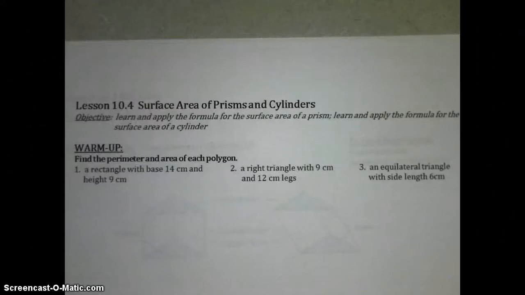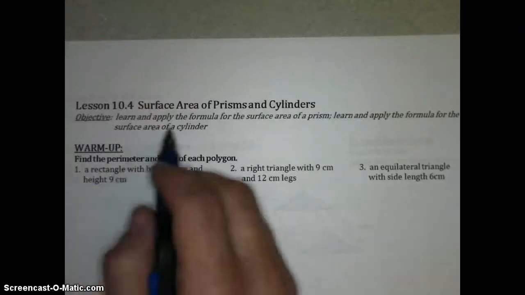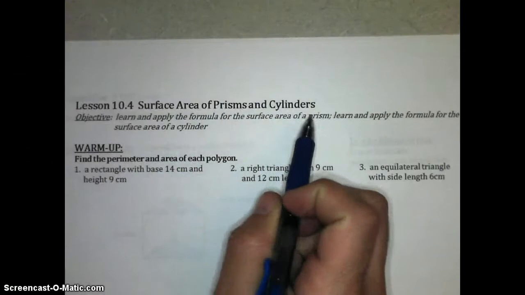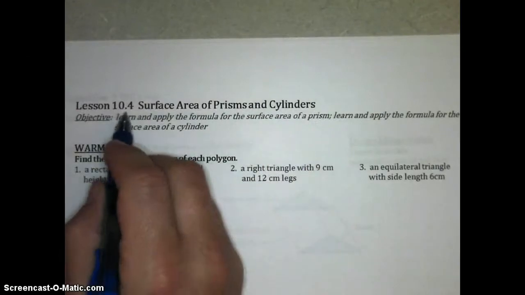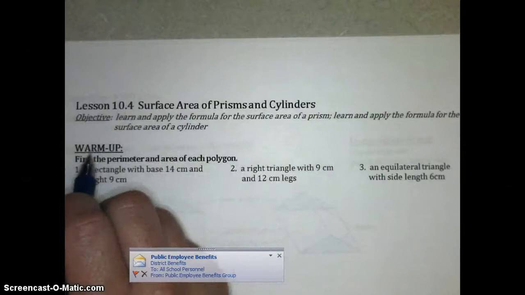Hello and welcome to the lesson video notes for Chapter 10, Lesson 4, Surface Area of Prisms and Cylinders. Make sure that you are in the Lesson 10.4 portion of your notes. We have skipped Lesson 10.2 for the time being, so make sure we're starting here.